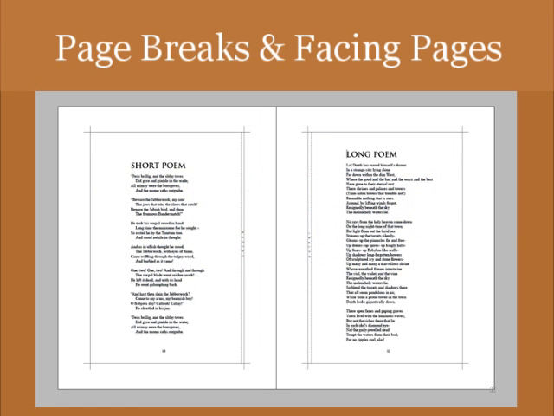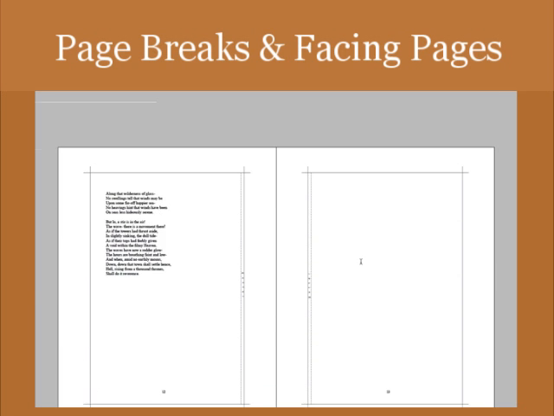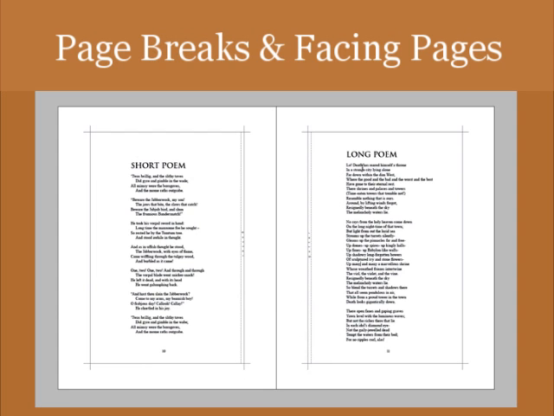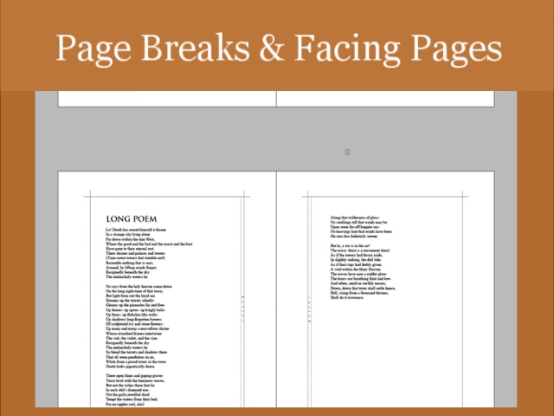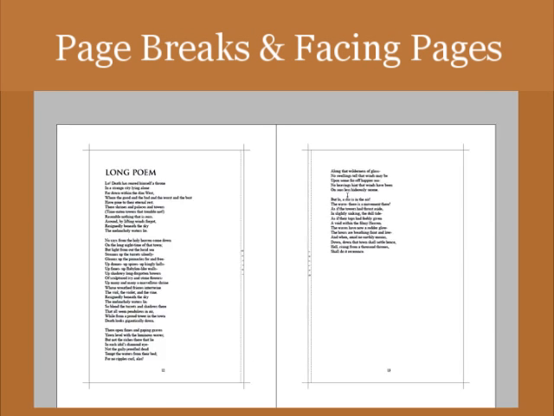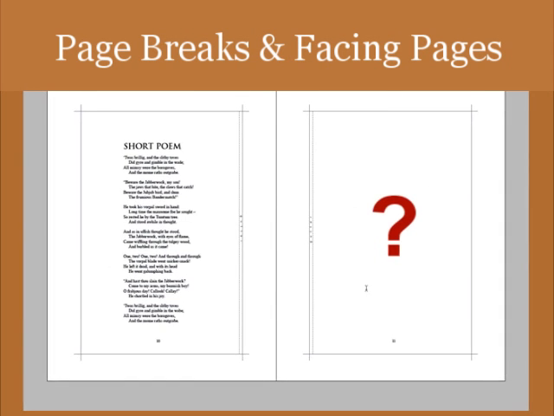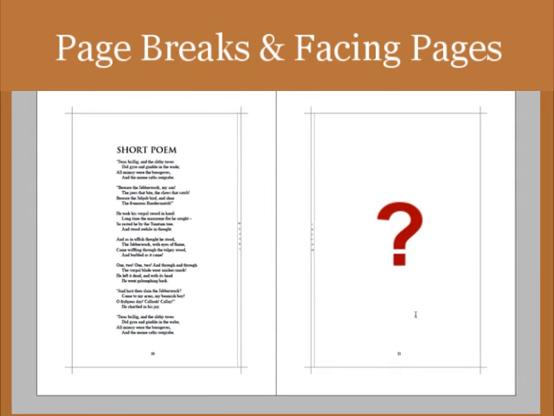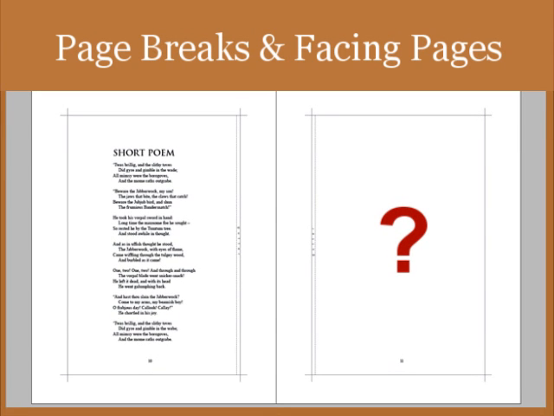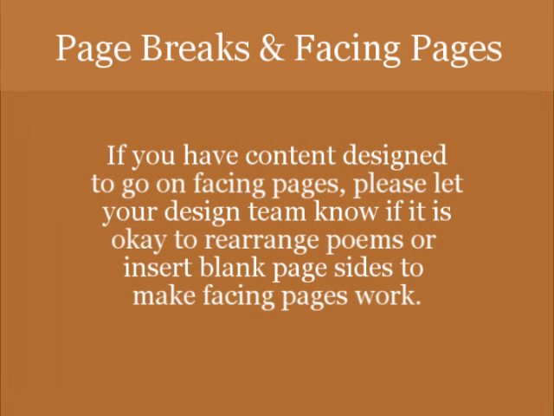For example, let's say in the middle of your manuscript you have a short poem followed by a long poem, and you would like the long poem to be split across facing pages. If the short poem falls on a left-facing page, the long poem will need to skip the right-hand page so it can appear together on facing pages. This leaves a hole on the previous right-hand page. If it is okay to rearrange the order of your poems, your design team can place another short poem on the blank page. Please be sure to write on your submission form whether it is okay to rearrange poems or insert a blank page side to make facing pages work.